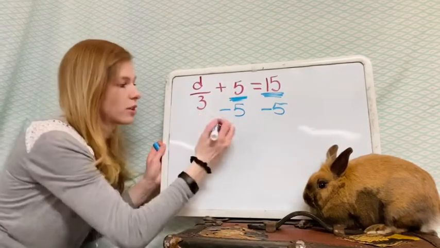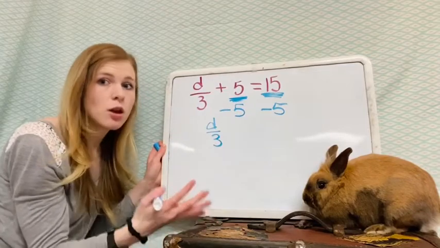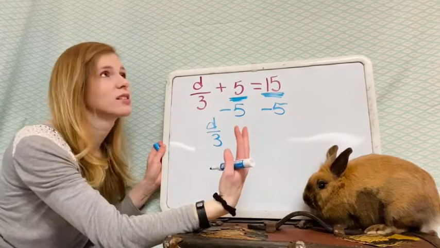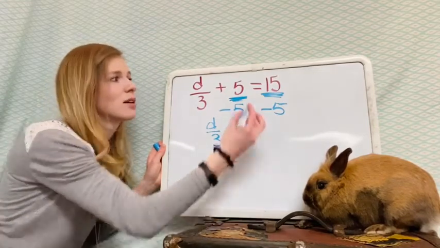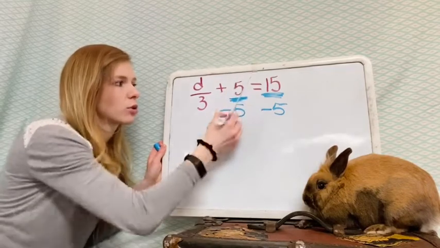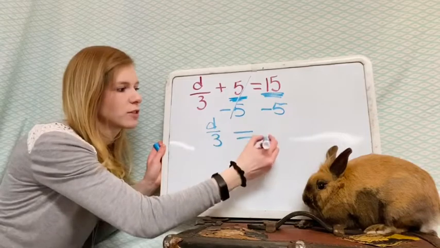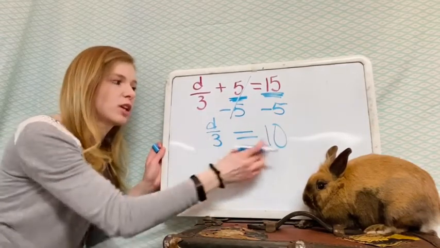What I'm left with on this side is the d divided by 3 because I haven't touched that yet. Notice how I rewrite my steps every time. That is such a lifesaver. You make less mistakes if you just rewrite it every time. 5 minus 5 gives me 0, so those two cancel out. Bring down my equal sign. 15 minus 5 is 10. So now I'm left with d divided by 3 equals 10.